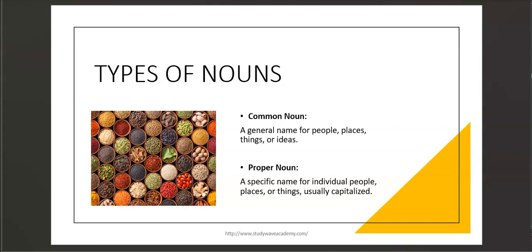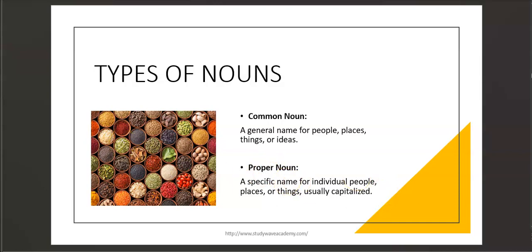The word common means something that is general, something that is found everywhere. For example, mother. We have a lot of mothers in this world. For example, country. We have a lot of countries. Places. We have a lot of places. So that is the first type of noun, the common noun. The next category is the proper noun.